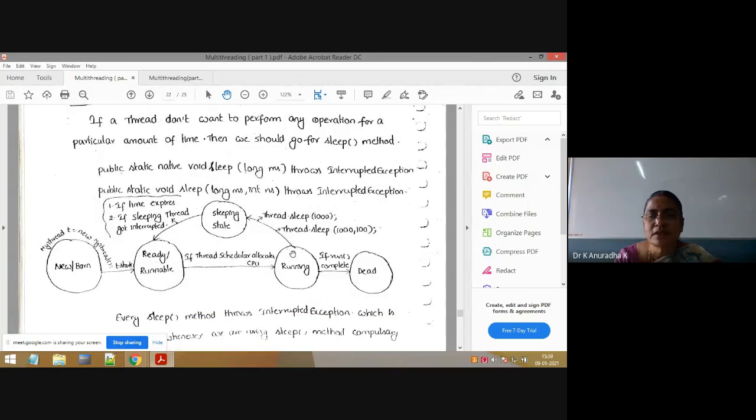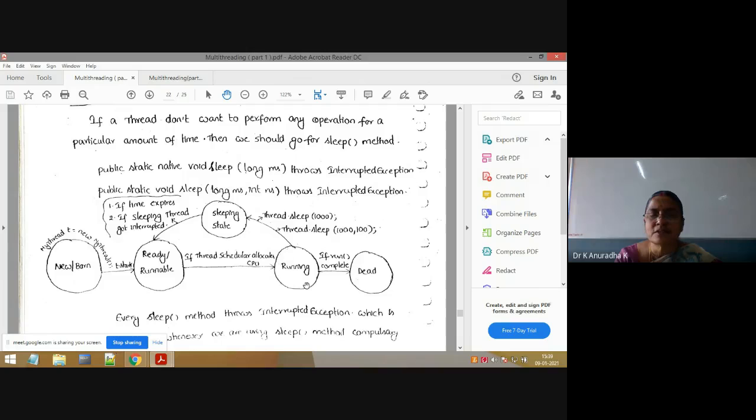Now let us assume that one thread is in the running state. But if that thread doesn't want to perform any operation for a particular amount of time, then at that time, if you use the sleep method, from running state that thread will go to the sleeping state. From the sleeping state, again it has to go to the ready state only. Always the path is from ready state to running state. Directly it can't go from sleeping state to running state.